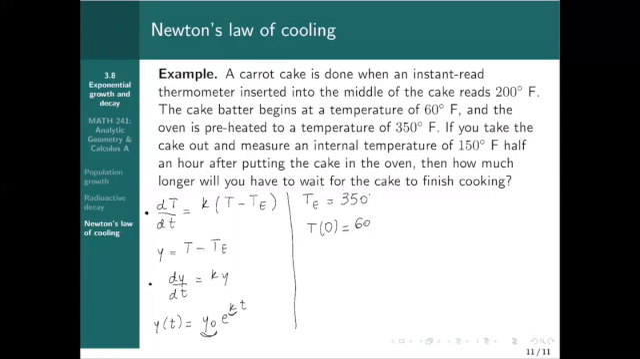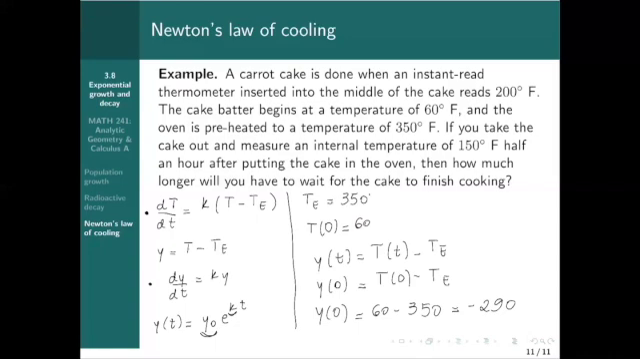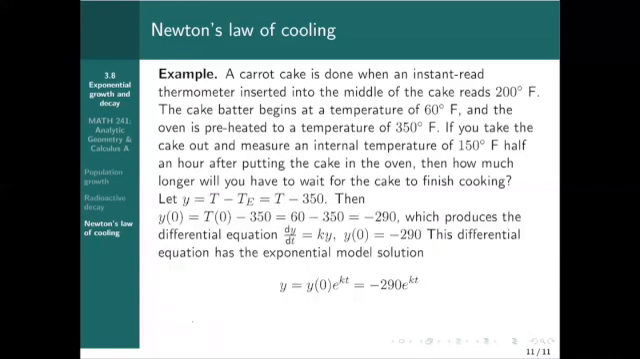So let's see. Y of t is equal to the temperature of the object at time t minus T of the environment. So in particular, Y of 0 is going to be T of 0 minus T of E. So Y of 0 is going to be 60 minus 350. That is equal to minus 290 degrees. So we can replace y0 by minus 290 in this expression. And this is what we are going to get.